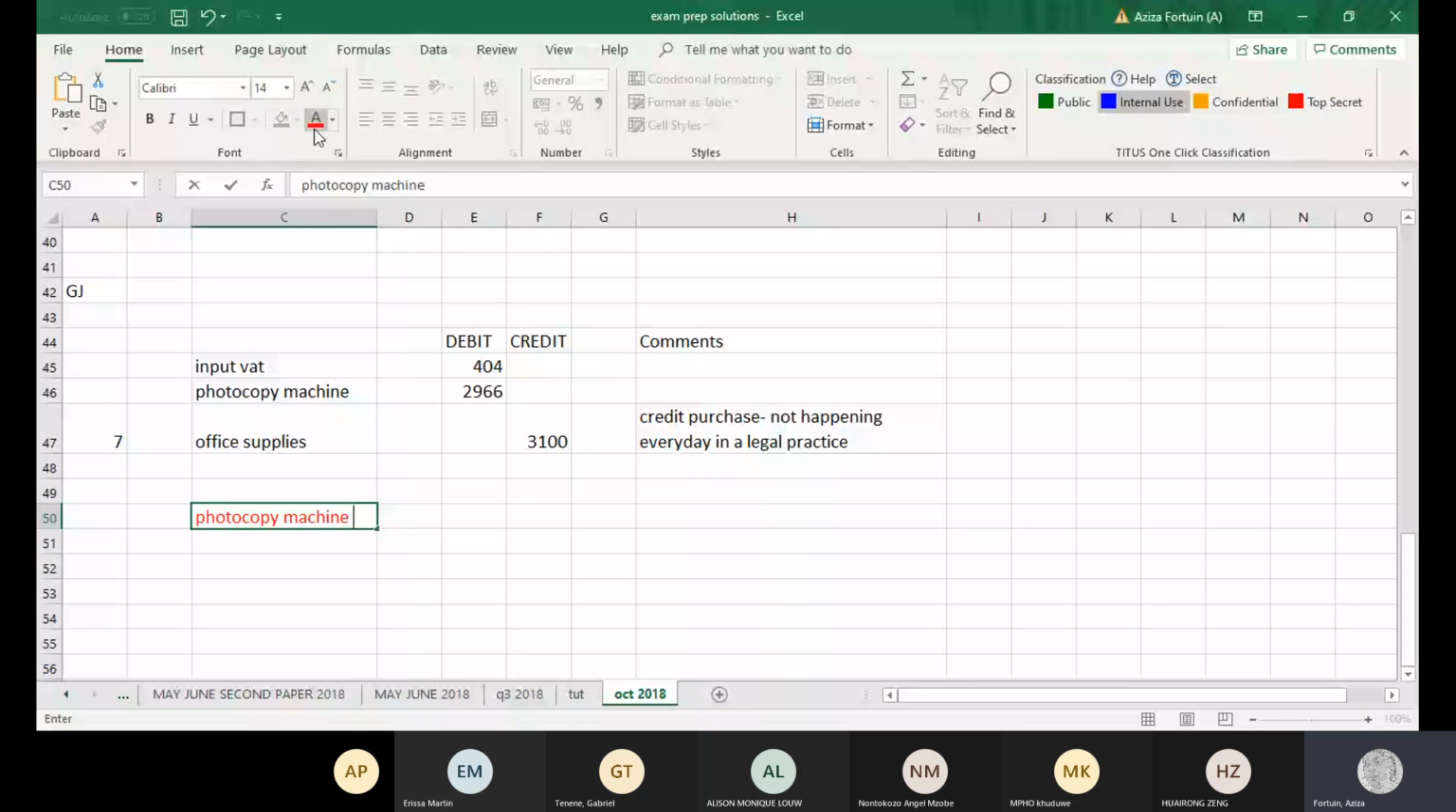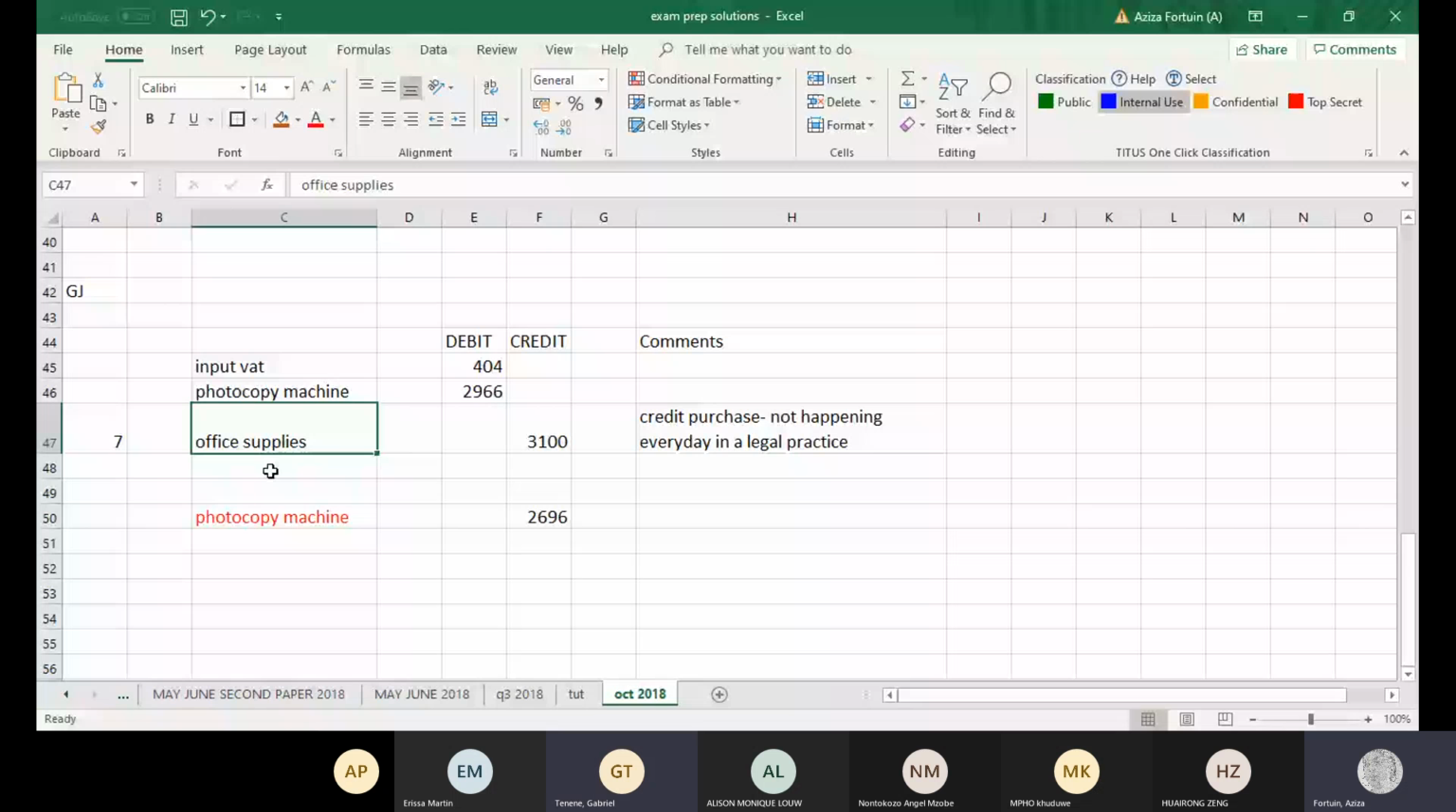Remember, the mistake that you made here is that the photocopying machine was not purchased now. It was returned, so we have to take it off our books again. This transaction would have been applicable if we purchased the item. Naturally, we have to debit our office supplies or our creditors control.